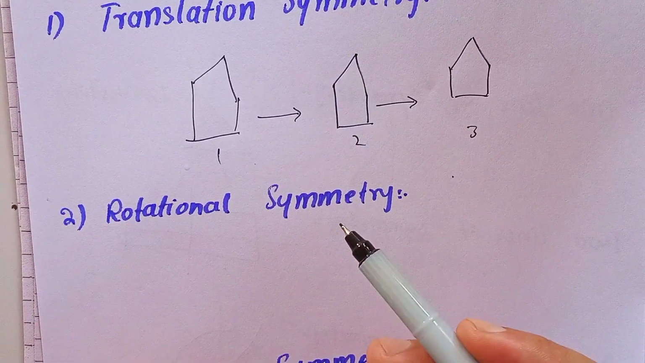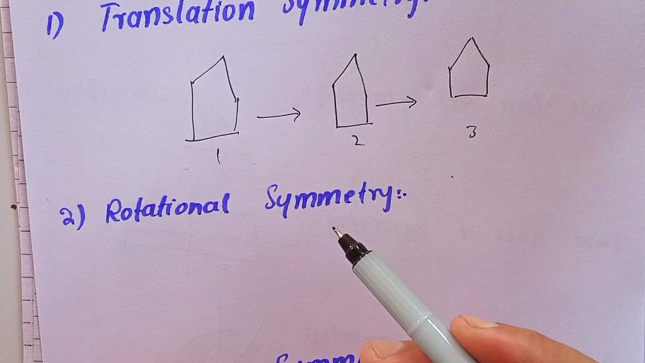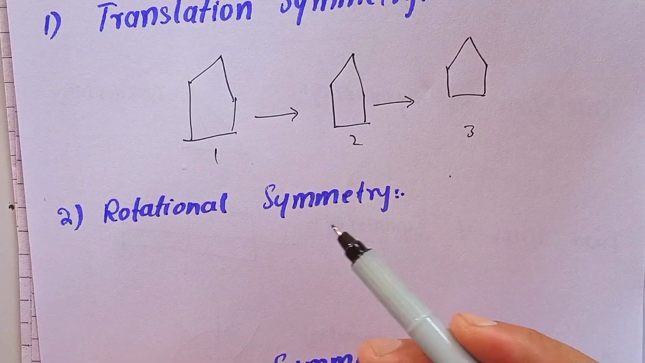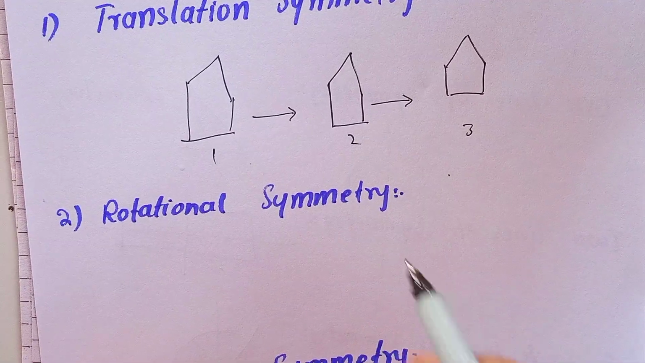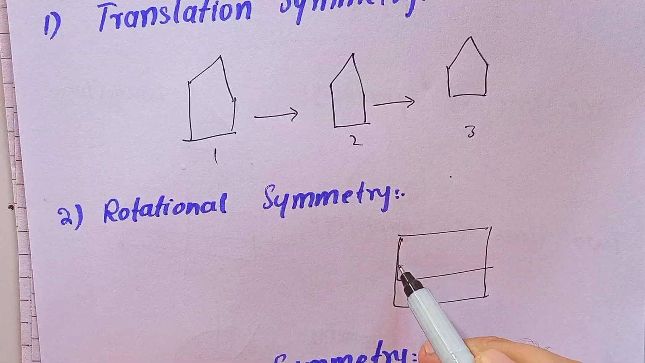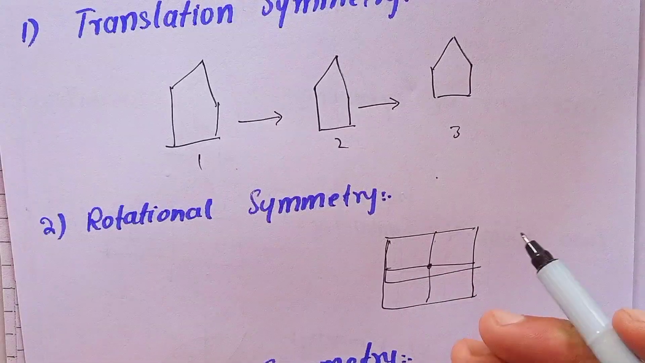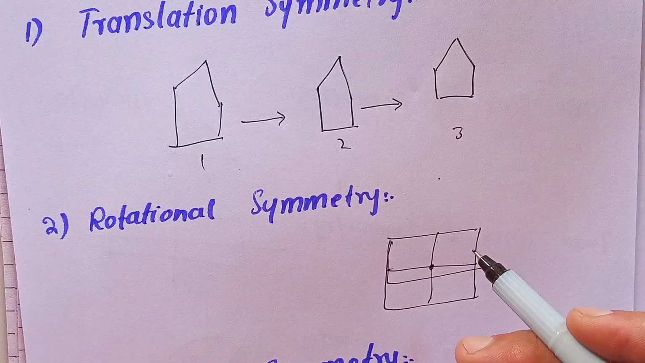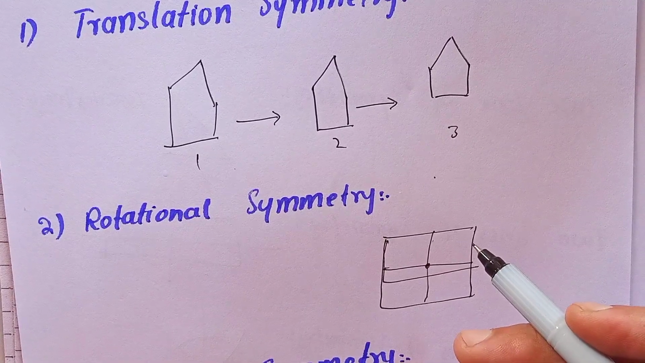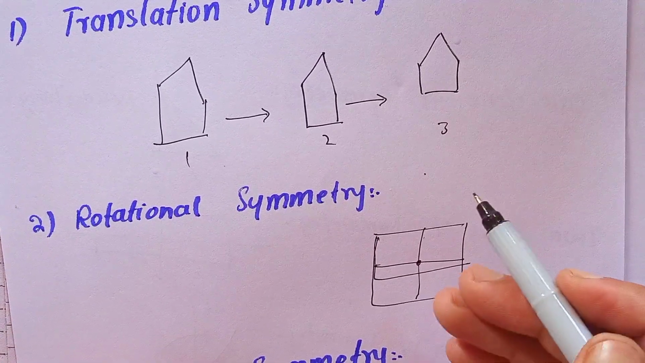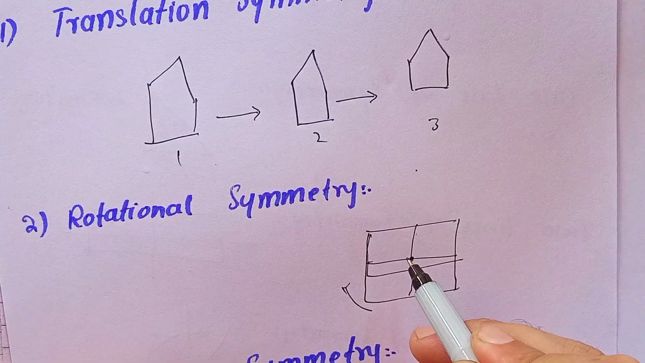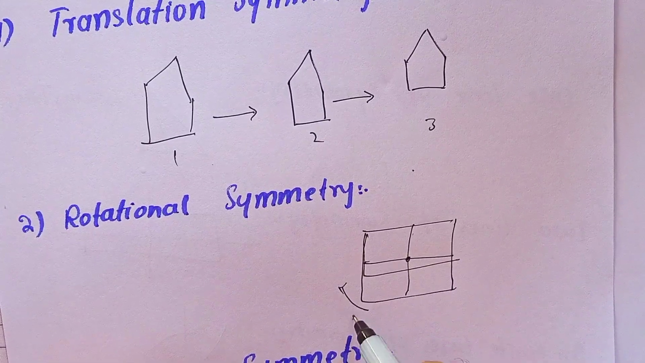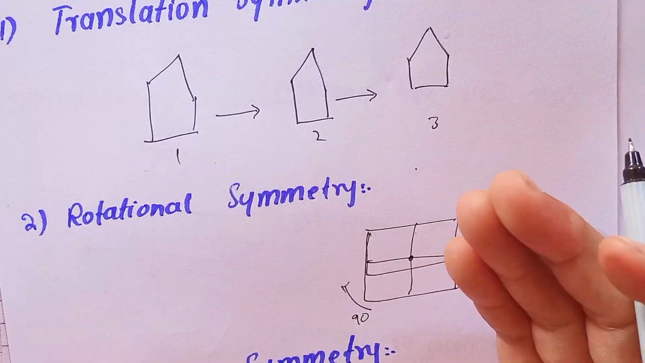The next one is rotational symmetry. When an object is rotated in a particular direction around a point, such symmetry is known as rotational symmetry. For example, this is an object, and if I rotate this object in a particular direction around a point, the symmetry will be called rotational symmetry, because if I rotate this object by 90 degrees, then again it will have the same orientation.